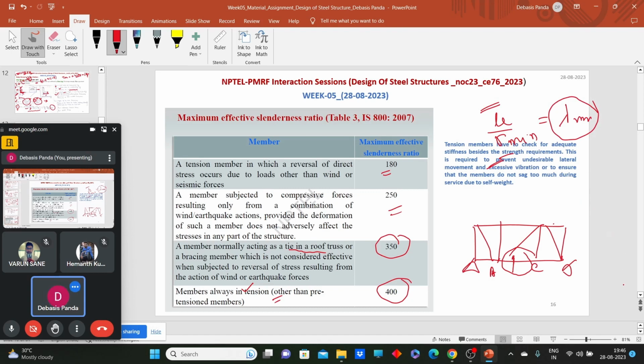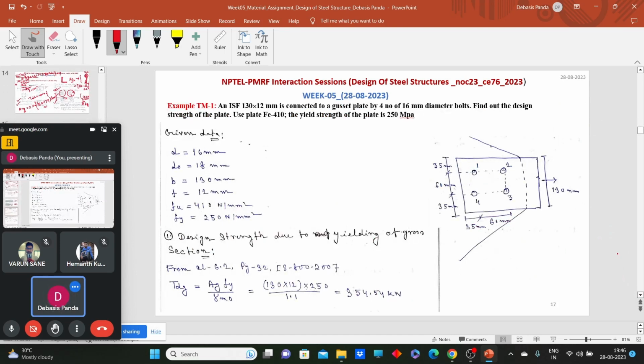Okay, so let's quickly solve the problem. First we will solve the problem for the plate section, then we will solve the problem for the angle section. So the first problem says: one Indian standard flat plate of 130 into 12 mm is connected to a gusset plate by four 16 mm diameter bolts. Find out the design strength of the plate, where the plate is Fe410 and the yield strength of the plate is 250 MPa. So now what that example says, you need to find out the design tensile strength of this plate.